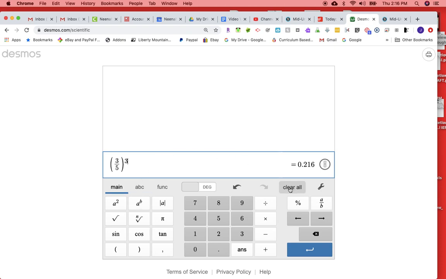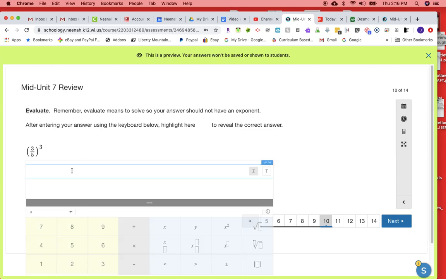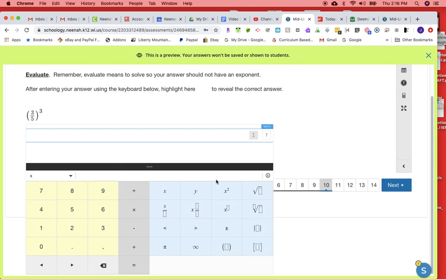Now if you look at our answer, it comes out to be this decimal, 216 thousandths. We don't want it to look like that. We want the fraction form. So you're going to click on this, convert to a fraction, and there it is. This is what we want, 27 over 125. Our numerator was 27, our denominator was 125. That's how we would say that problem, 27 over 125ths. That would be our answer.